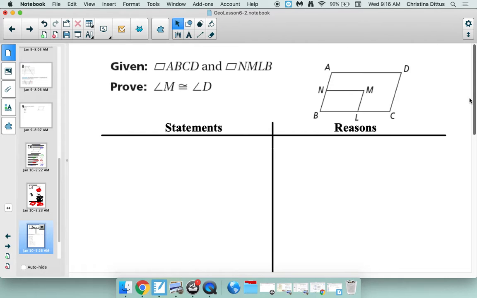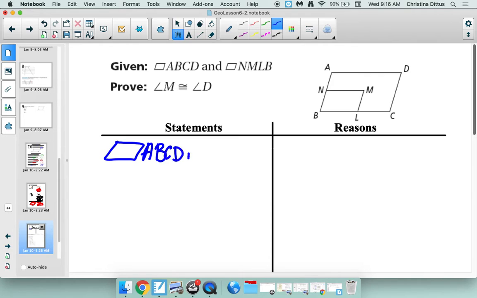Turn the page. What's the first thing I write down in my proofs? The given. It says I have parallelogram ABCD and parallelogram NMLB, and I know that because they are given. What I'm trying to prove is that this angle M has to be the same as angle D.